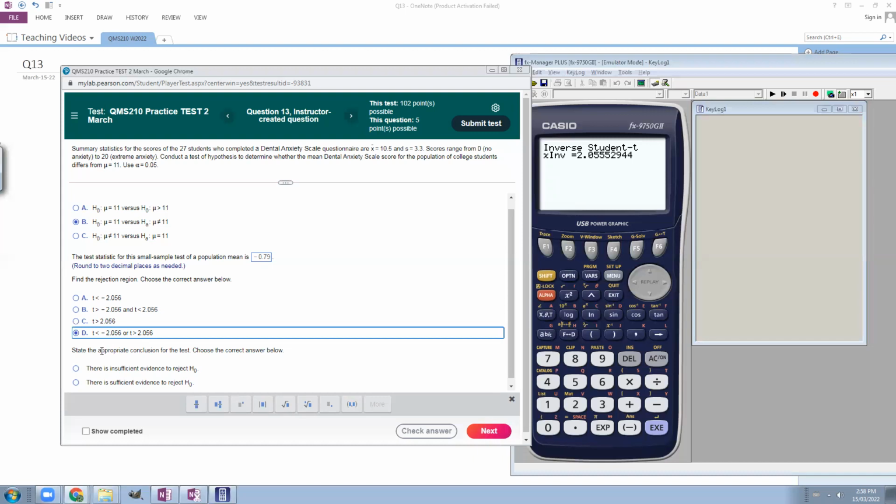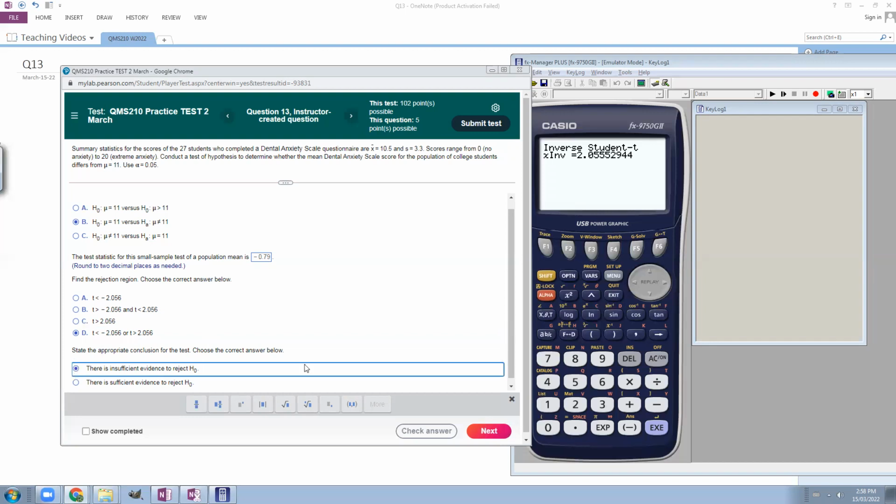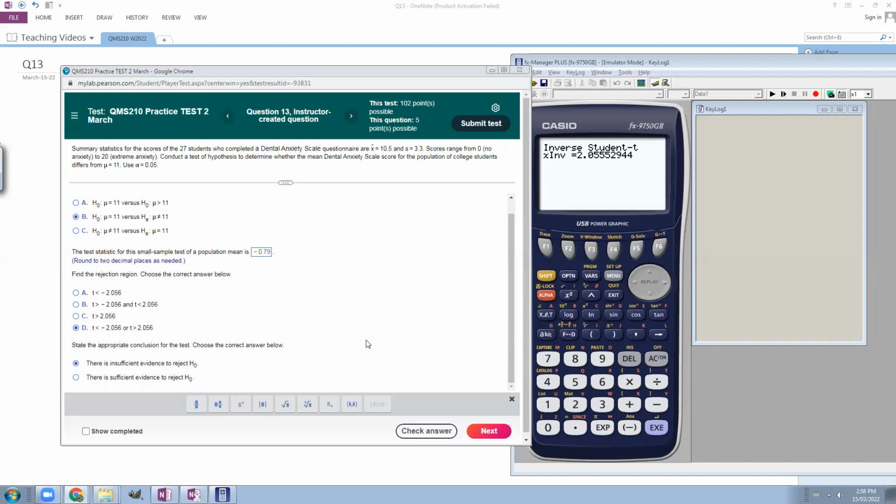So state the appropriate conclusion. Well, negative 0.79 is not in either of the tails. It's in the middle somewhere. So that means we do not reject the null hypothesis. There's insufficient evidence. And that's how we do question 13.